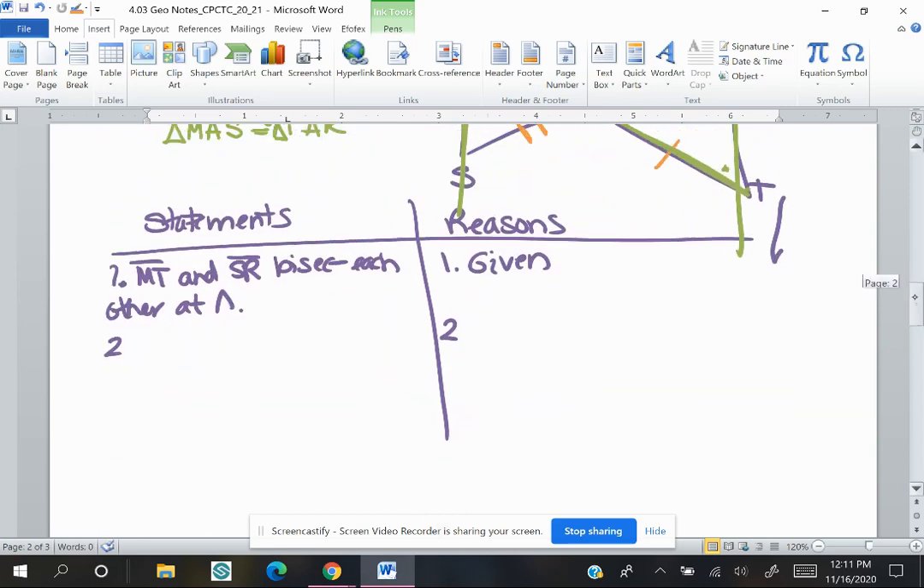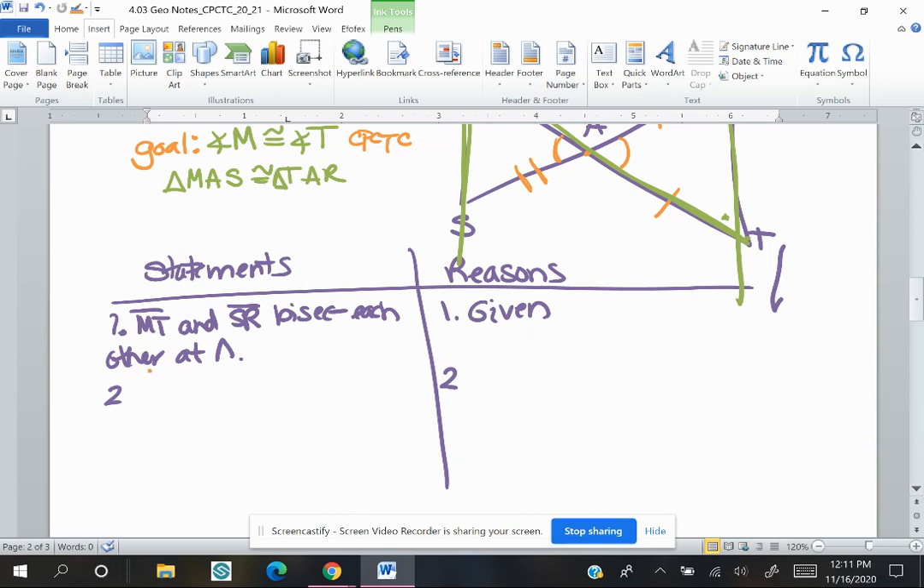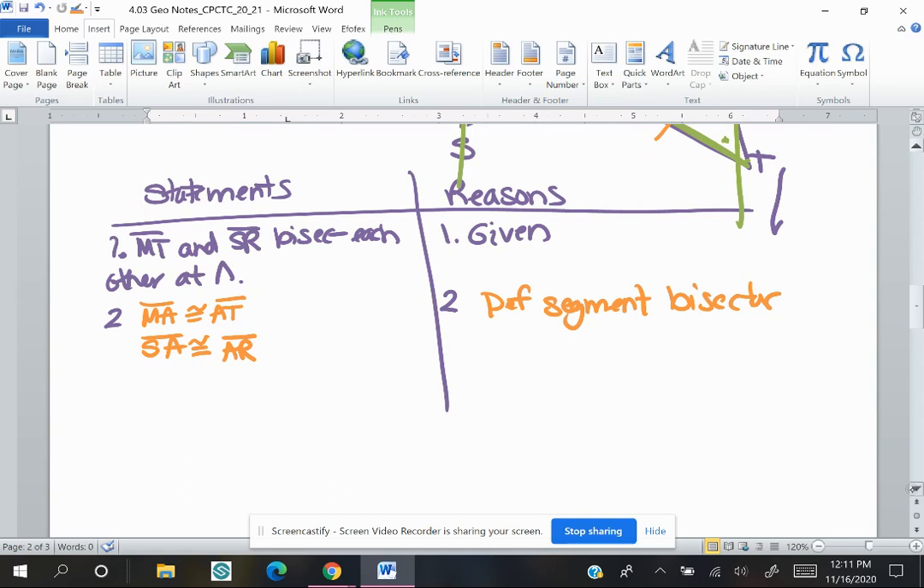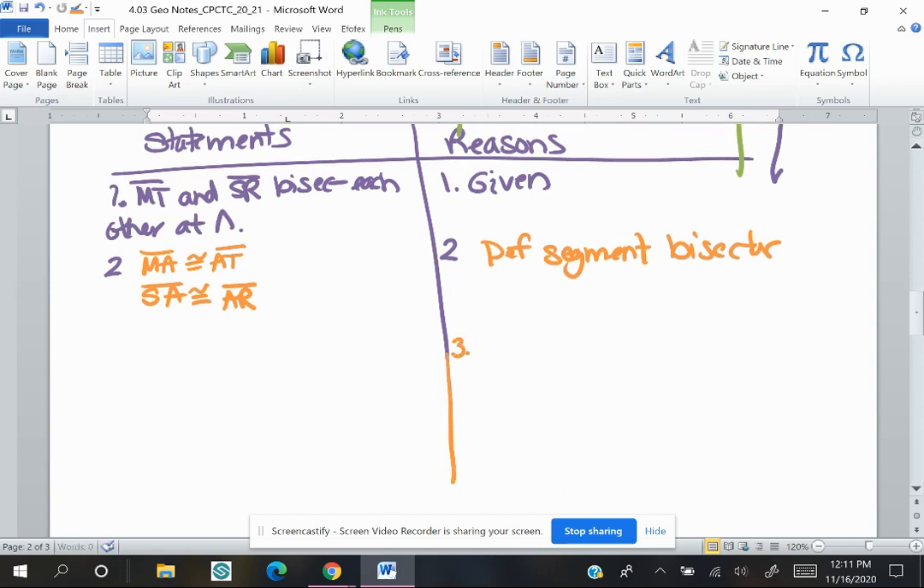So let's write it out. First thing I want to do is conclude from my given. So I can say here that segment MA is congruent to segment AT. In the same step, I can say that segment SA is congruent to segment AR. And the reason for that would be definition of a segment bisector. Okay, so now I've concluded from both parts of my given here.